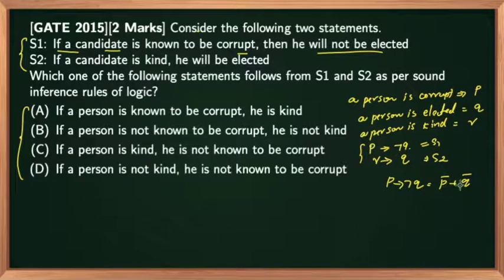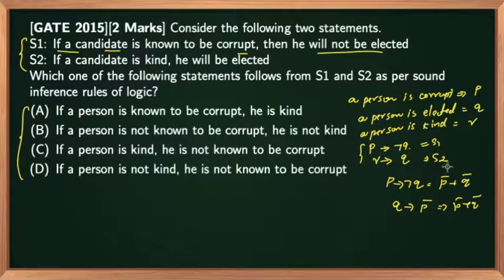Now we can rewrite this as Q implies P bar, right? This is also going to evaluate as p bar plus q bar, right? So p implies not q is basically equal to q implies not p. So this is called the contrapositive of the statement.